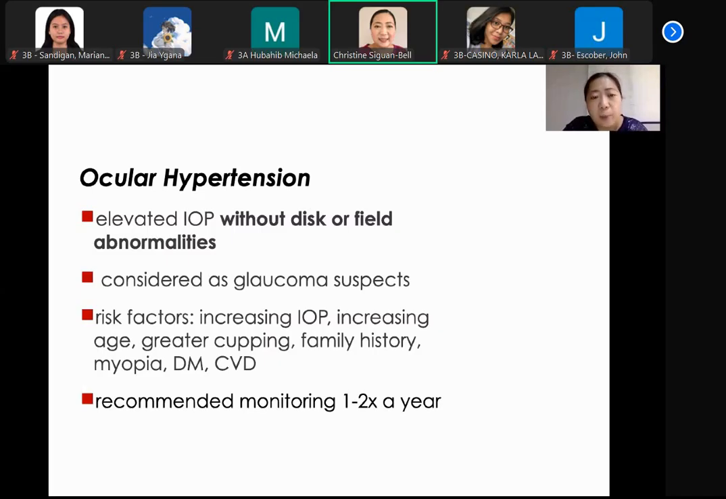Risk factors for ocular hypertension are increasing intraocular pressure, increasing age, greater cupping, family history of glaucoma, and other systemic illnesses like diabetes and hypertension. It is recommended to monitor these patients once or twice a year.